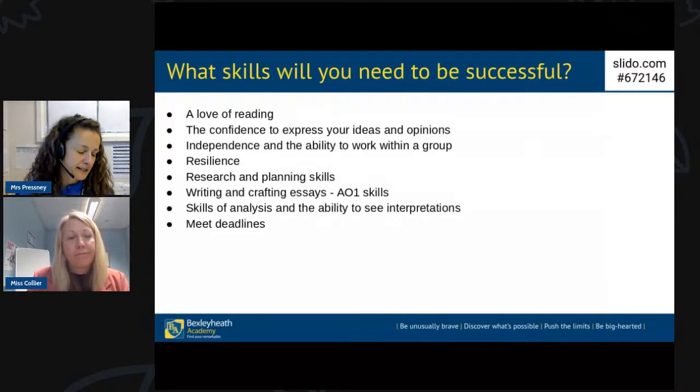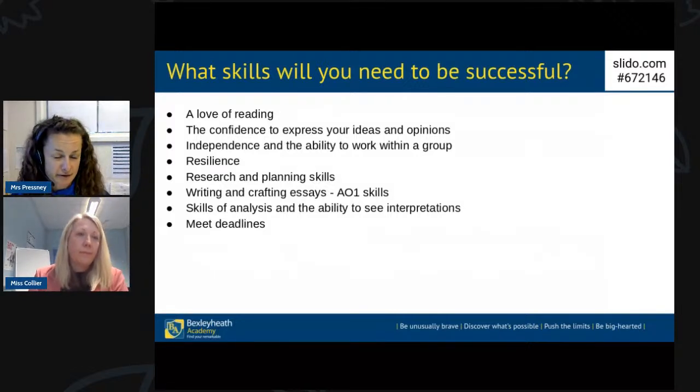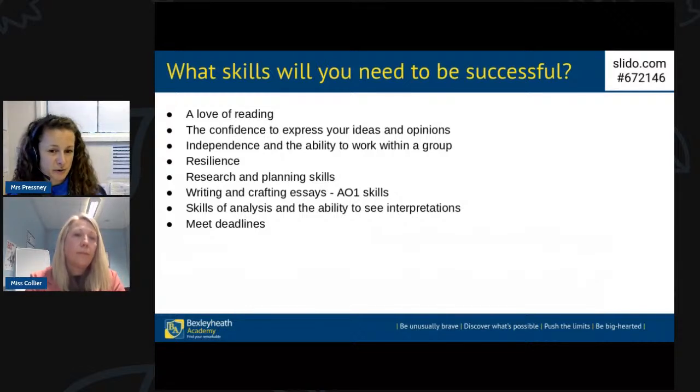Excellent. And the EPQ is, for information, something that we have done here, and we do intend to do for year 13s as well. So it is an additional qualification, isn't it? So thank you, Miss Collier.